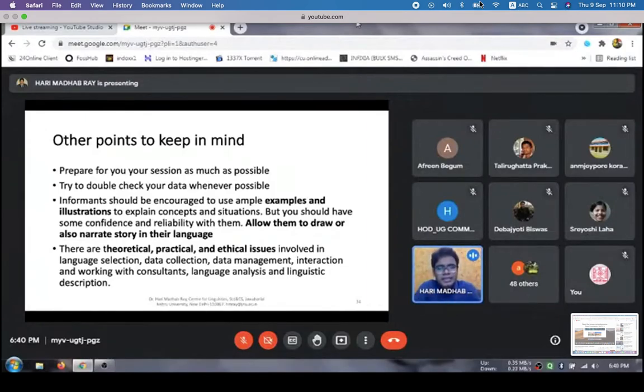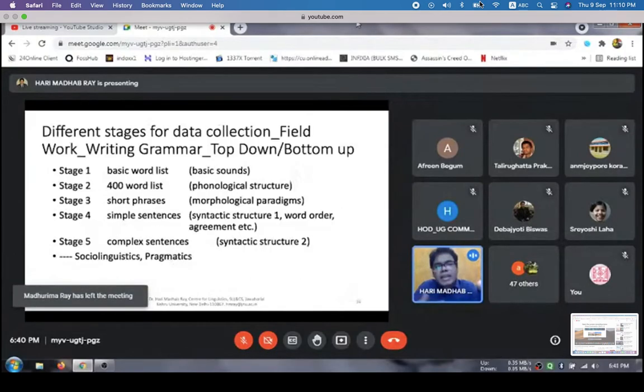So there are many other things. Just as I told you that I teach this course, Field Linguistics, in one semester, followed by another course, Writing Grammar. You see, it's almost a one-year course. So I'm trying to tell you some basic things. Especially when we work on a lesser known language, there are two different approaches. One approach is top-down, another is bottom-up.